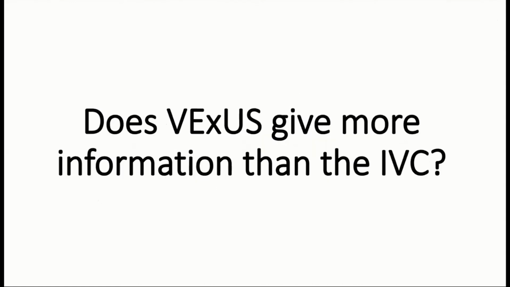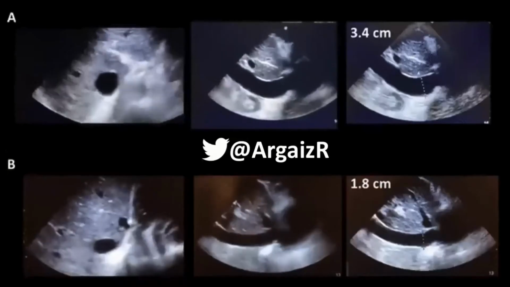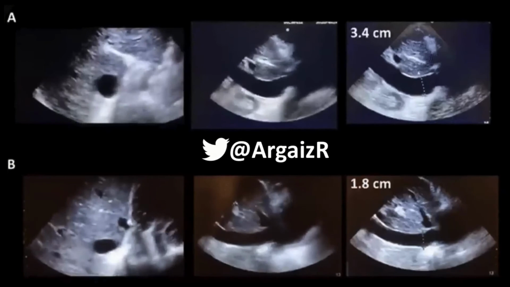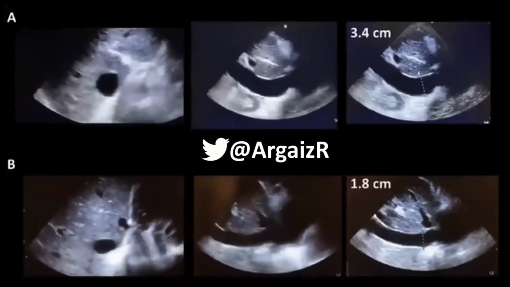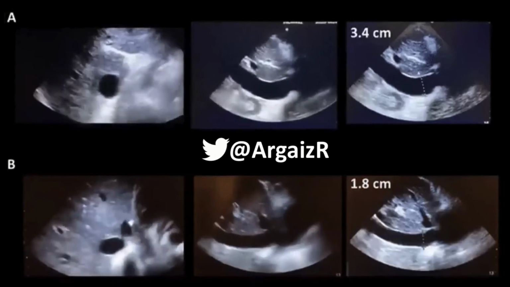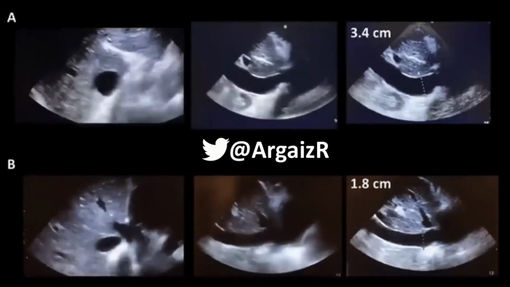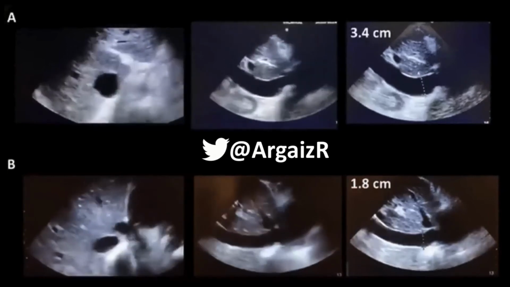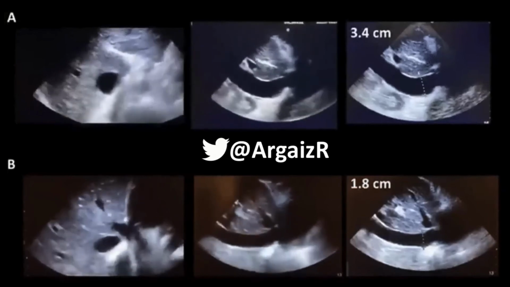Finally, does VExUS give me more information than just looking at the IVC? I think we discussed this a little bit previously, but I wanted to exemplify this with two clinical cases. These are two patients with heart failure and venous congestion, patient A and patient B. If you wanted to know which of these patients has a greater degree of venous congestion, it would be a little bit hard by just looking at the IVC alone.